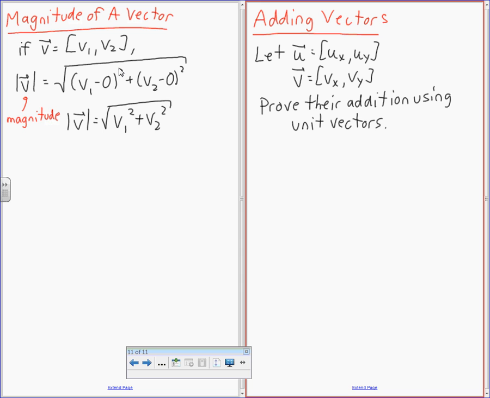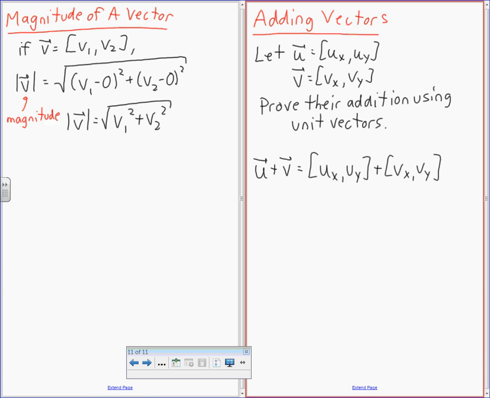Okay, so it says doing unit vectors, so I'm going to turn these into components here. If I want to do u plus v, which is what I'm going to want to do, what am I actually adding as far as components? What is u the same as? Ux, uy, good. So I'm really adding here ux, uy plus vx, vy.